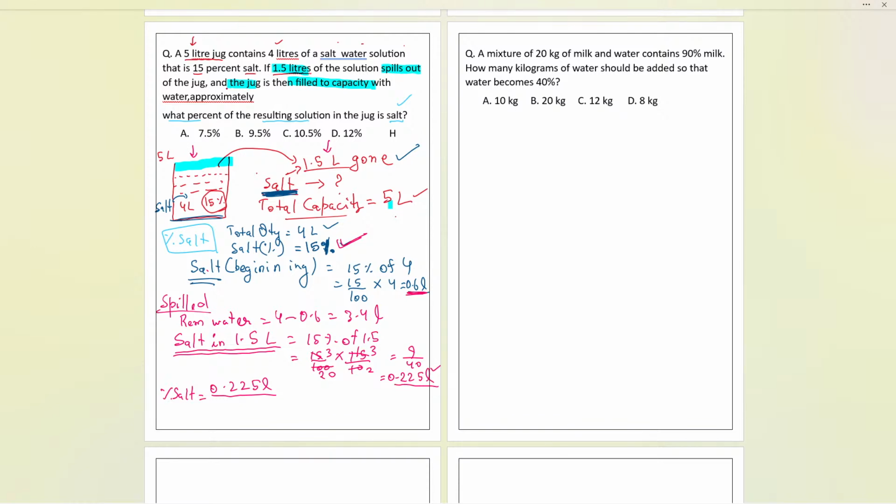Now it is saying that the jug is filled to the capacity. It means the overall quantity now present is 5 liter. Total capacity we have to consider is equal to 5 liter, because after spilling we filled it up to the top. But 0.225 liter is basically the spilled part. We have to take the remaining part, because whatever is inside this.